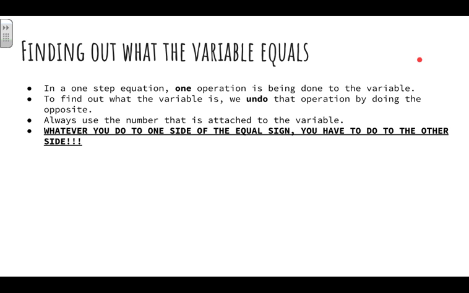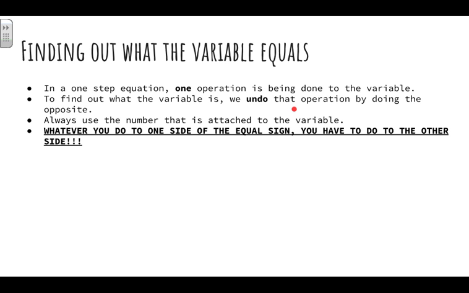What you should do to solve is isolate the variable. That means figure out what operation is being done to the variable, and then you undo that by doing the opposite operation. Just a reminder here: the opposite of addition is subtraction and vice versa. The opposite of multiplication is division and vice versa.